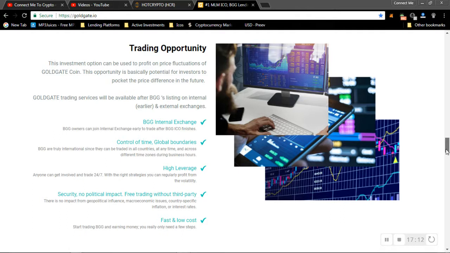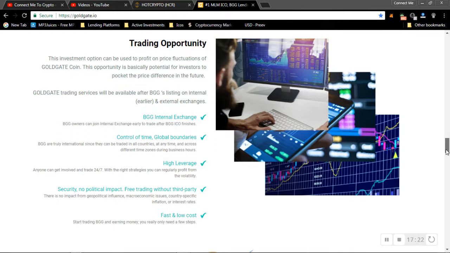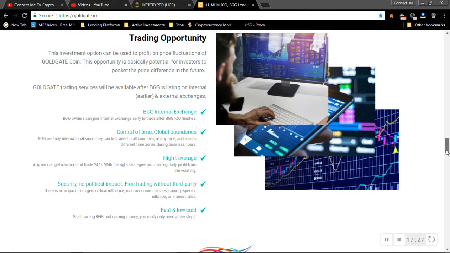Control of time, global boundaries. BGG are truly international since they can be traded in all countries at any time and across different time zones during business hours. With high leverage, anyone can get involved and trade 24/7 with the right strategies. You can regularly profit from the volatility. Security, no political impact, free trading without third party. There is no impact from geopolitical influence, microeconomic issues, country-specific inflation, or interest rates. Start trading BGG and earning money. You will only need a few steps.